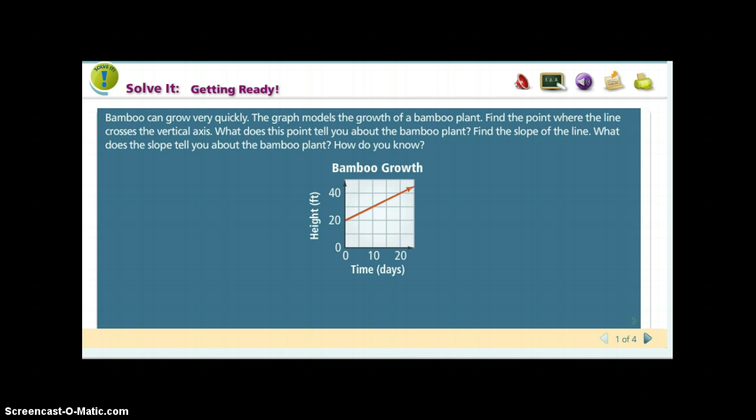Let's close this tutorial by looking at a higher order thinking question. Bamboo can grow very quickly. The graph models the growth of a bamboo plant. Find the point where the line crosses the vertical axis. What does this point tell you about the bamboo plant? Find the slope of the line. What does the slope tell you about the bamboo plant? How do you know?